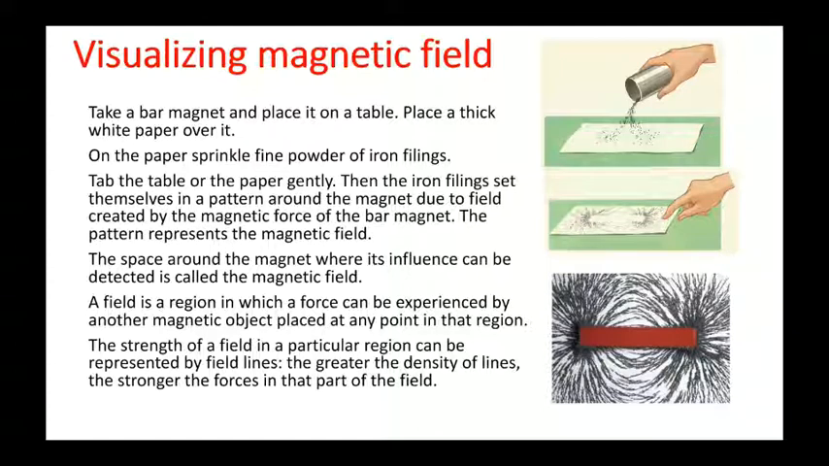Once you observe the last figure, these lines are not uniform. In some areas they are very close. The area in which those lines are closer, at that particular area the strength of the magnet is more. So we can observe the strength of the magnet is more at the poles.